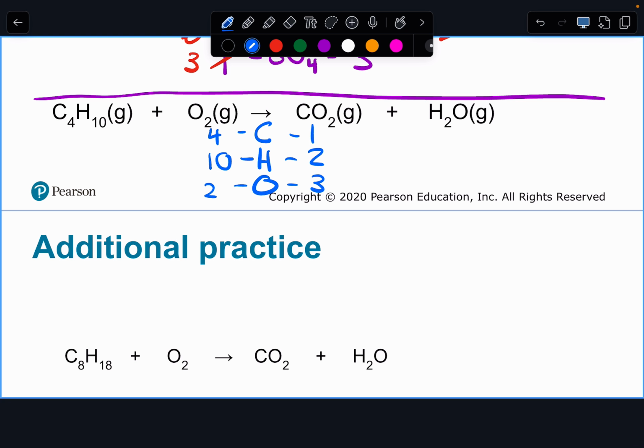So when you have it where it's appearing in multiple molecules on the same side, leave that till the very end, okay? So just take a shot at doing the carbons and hydrogens, like add some coefficients to try to make those match. And then let's talk about it.